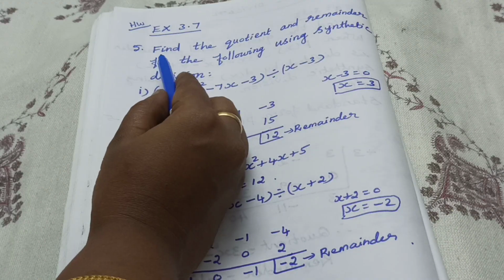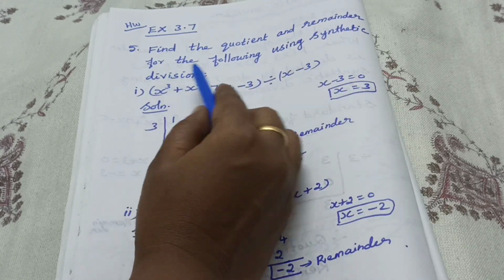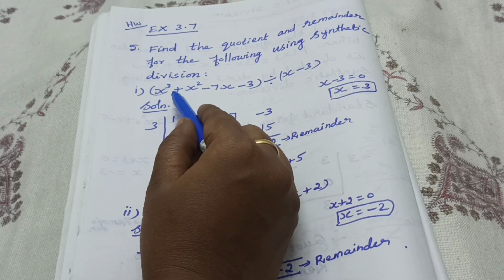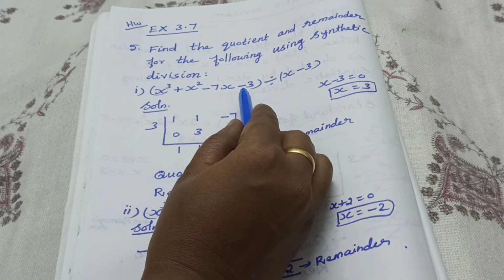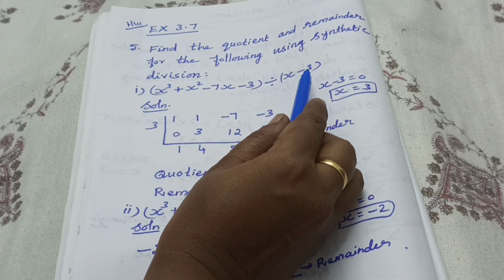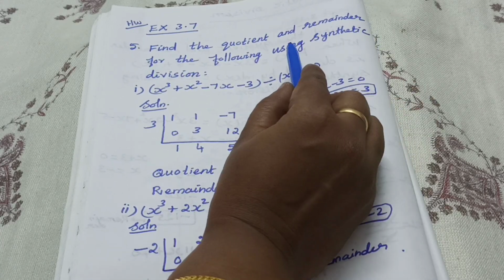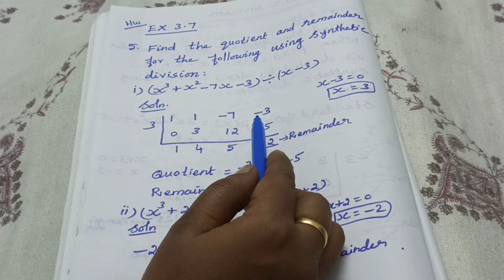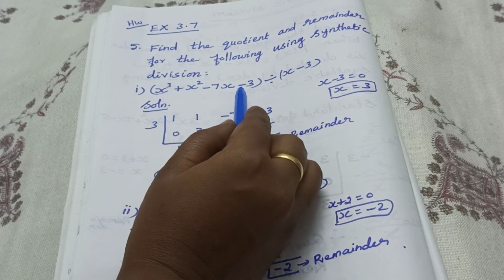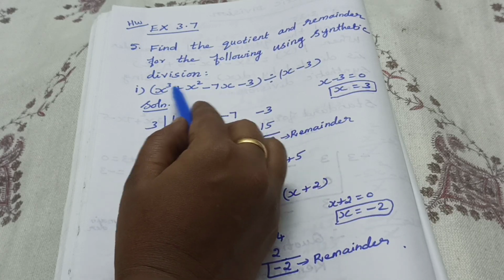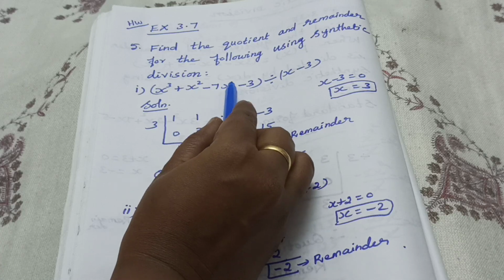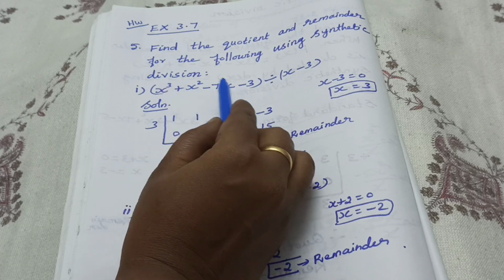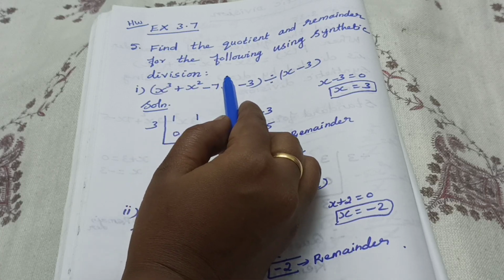Okay, take your homework and find the quotient and remainder for the following using synthetic division. First one, x cube plus x square minus 7x minus 3 divided by x minus 3. Here what is given? Using the synthetic division method. First we have to check the dividend: x cube, next x square minus 7x minus 3. It is given in the standard form, so no need to change.